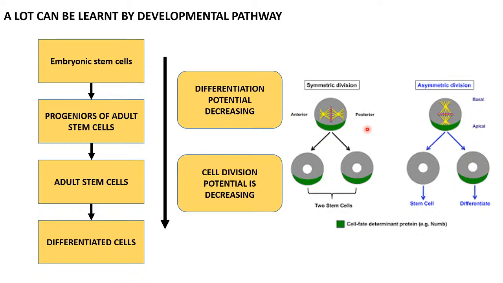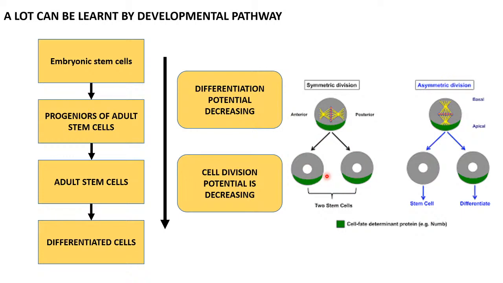Then these stem cells, to maintain their population, can do symmetric division also. One stem cell can give you what? Two stem cells. So stem cells have the property of both symmetric division as well as asymmetric division. By symmetric division, they are mainly maintaining their own population.